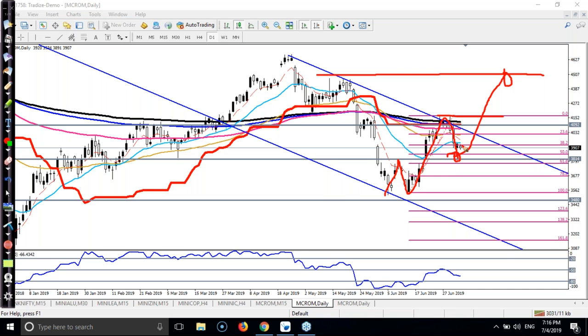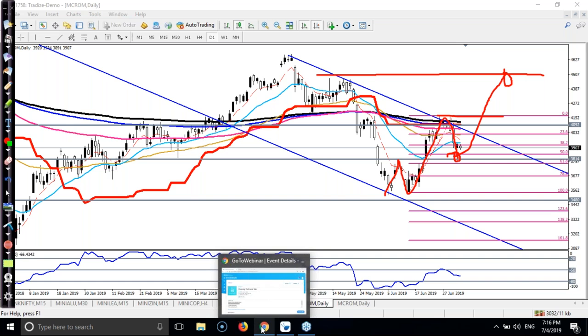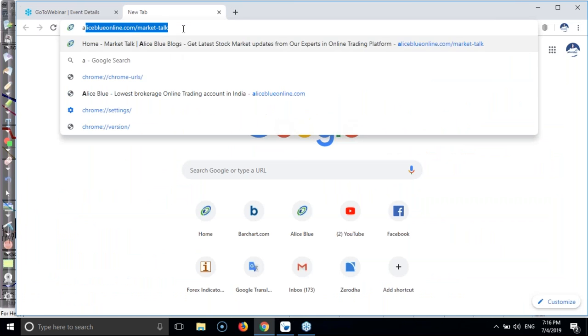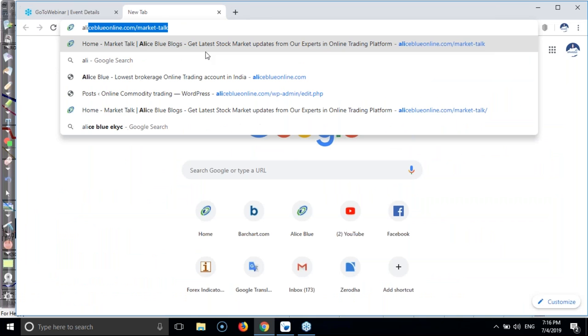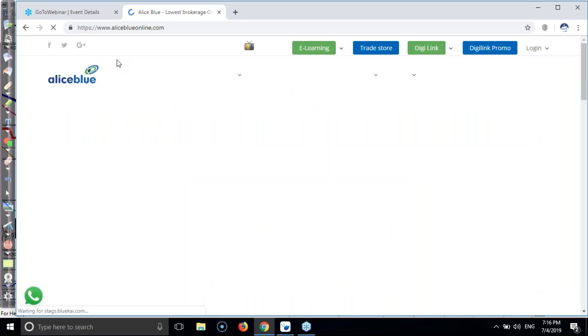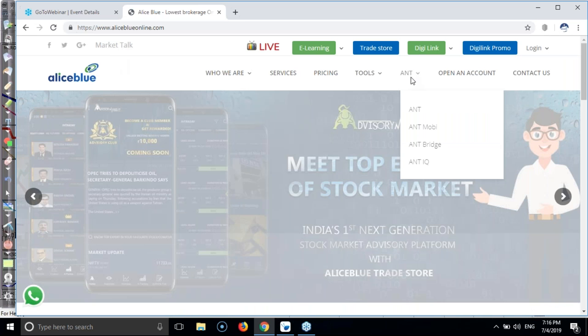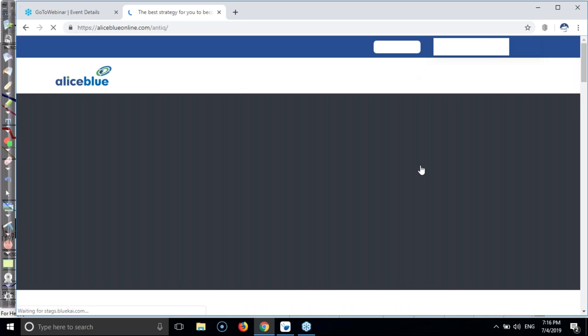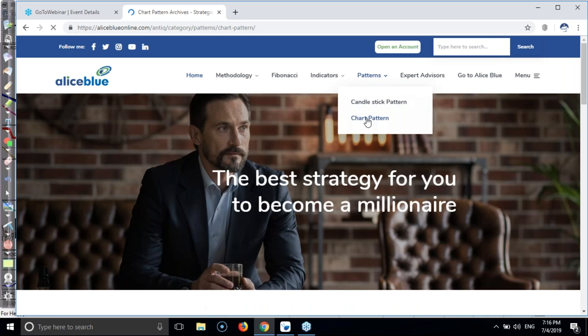So that is where you have to find the market's support and resistance, and range and trend, right? So now we have seen this. If you want to read more details about that, I'm creating them here. Everything you can go here, and you will find various types of trading strategy and patterns. If you go to chart pattern, you'll find everything there, right?